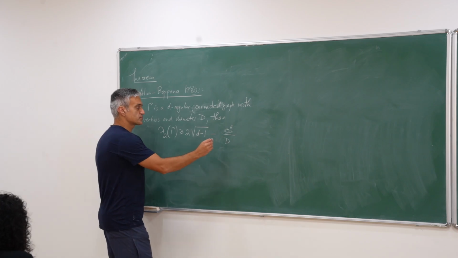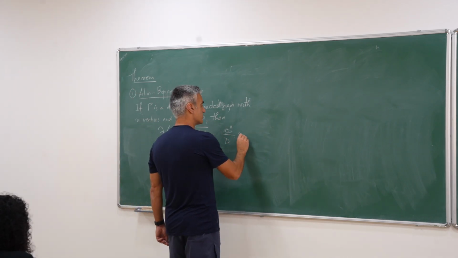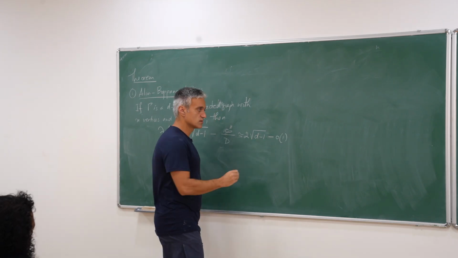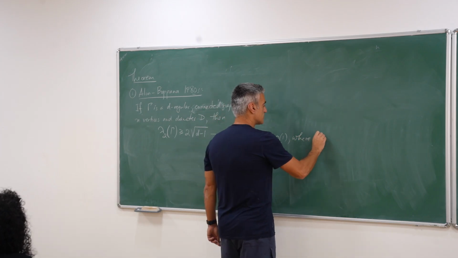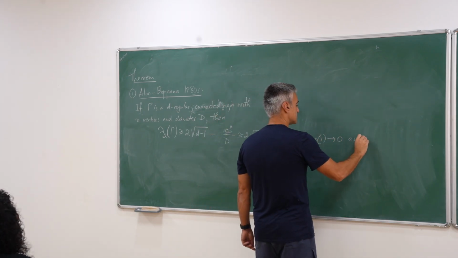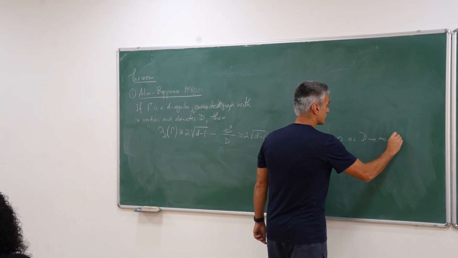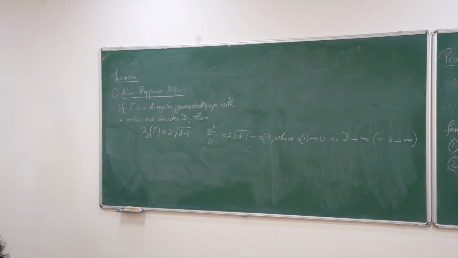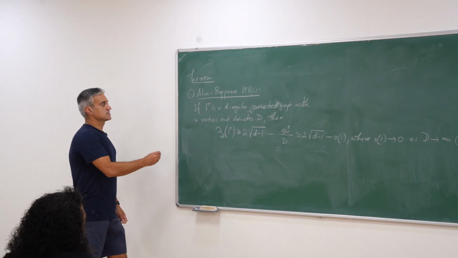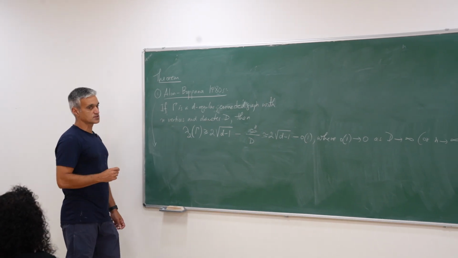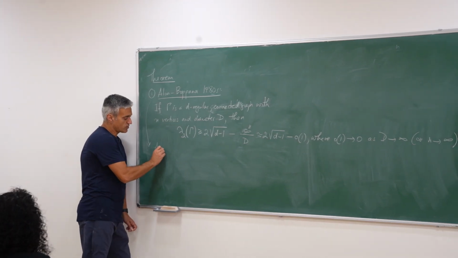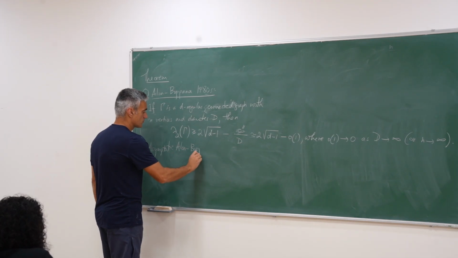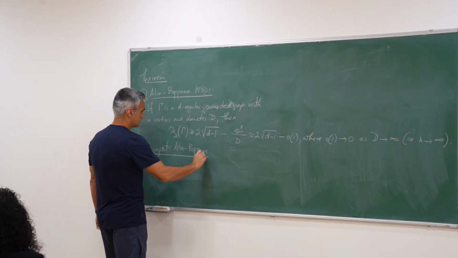Now, this expression is the same thing as 2 square root of d minus 1 minus some quantity, I'll call it little o of 1, where this little o of 1 goes to 0 as the diameter goes large, or as the number of vertices grow large. Okay, and so this Alon-Boppana theorem has a consequence which I like to call the asymptotic Alon-Boppana theorem, and I'll explain in a second the connection.